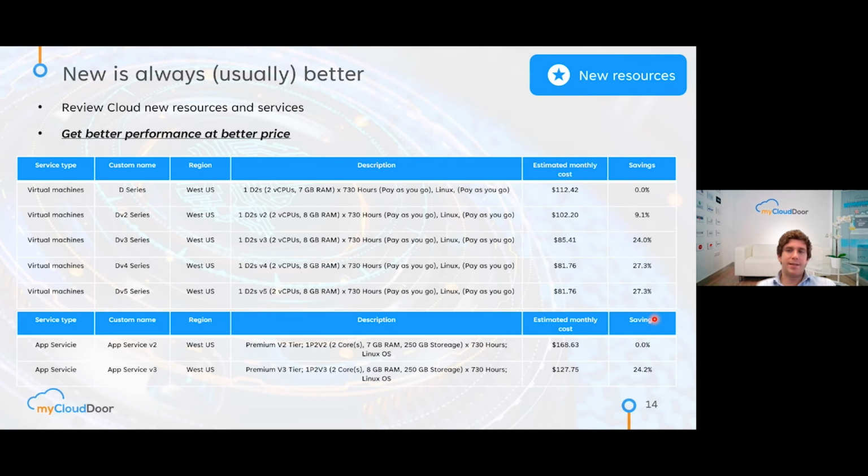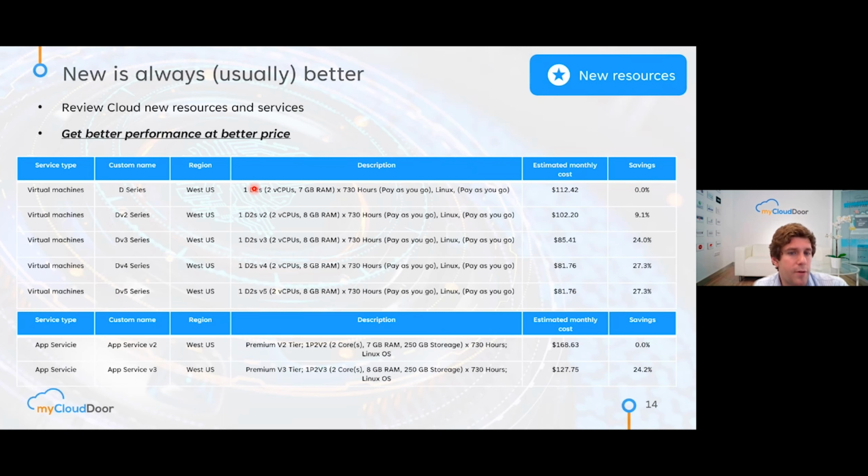Another example is new resources. So new is always, or at least usually, better. Microsoft, like the other cloud providers, is launching new versions of the products they have, mainly because they are getting new hardware with new chips for new families. And most of the time, these new versions are at least the same cost, if not lower, than the previous one. We can see an example with the D-series VMs, which are very common.